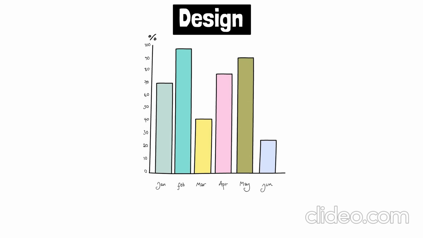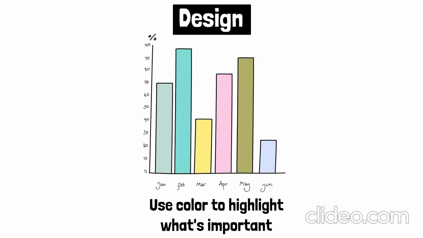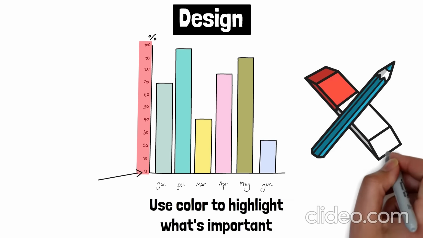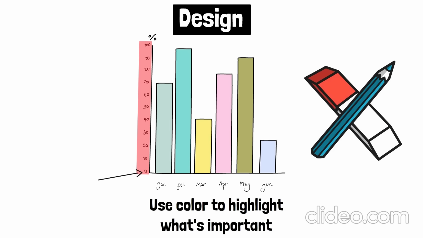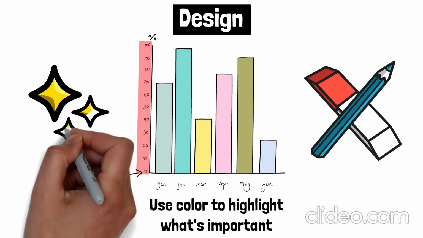Don't make your chart a rainbow. Use color to highlight what's important. Second, set proper scales. Your axes should always start at 0 if you're showing magnitude. Third, declutter. Remove every line, label, and shadow that doesn't add value. Your data should be the star of the show.